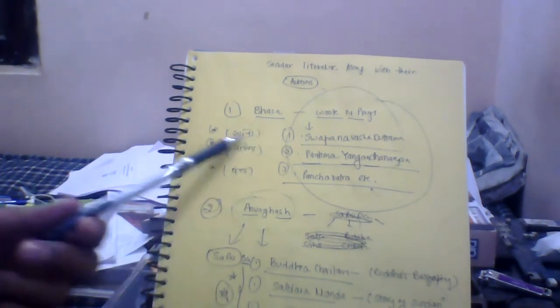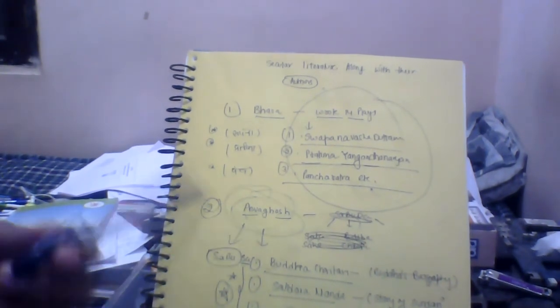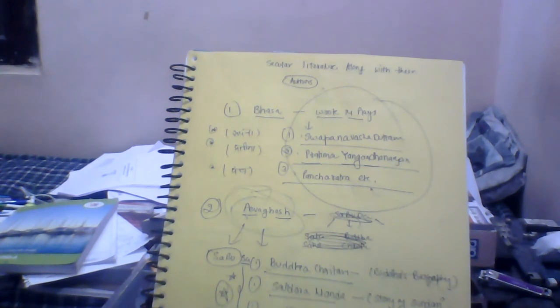These are some masterpieces by Bhasa, like Swapnavasavadattam, which is quite literal in its meaning if you know Hindi. Panchatantra, stories and epics of Panchatantra. Then the second is Ashvaghosha. He was the Sanskrit commentator of Buddhism.